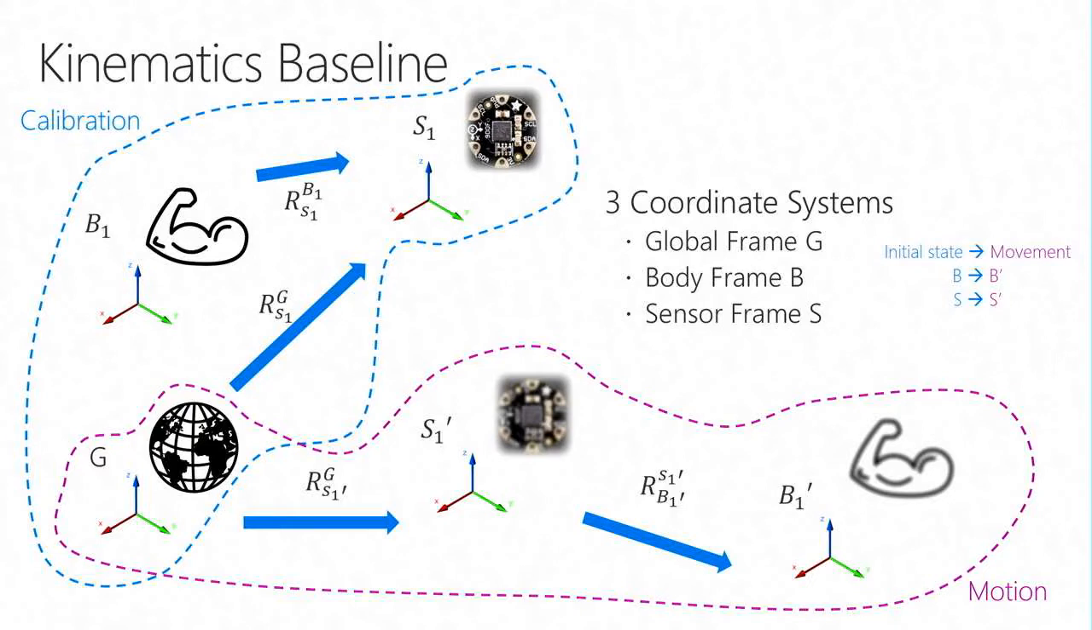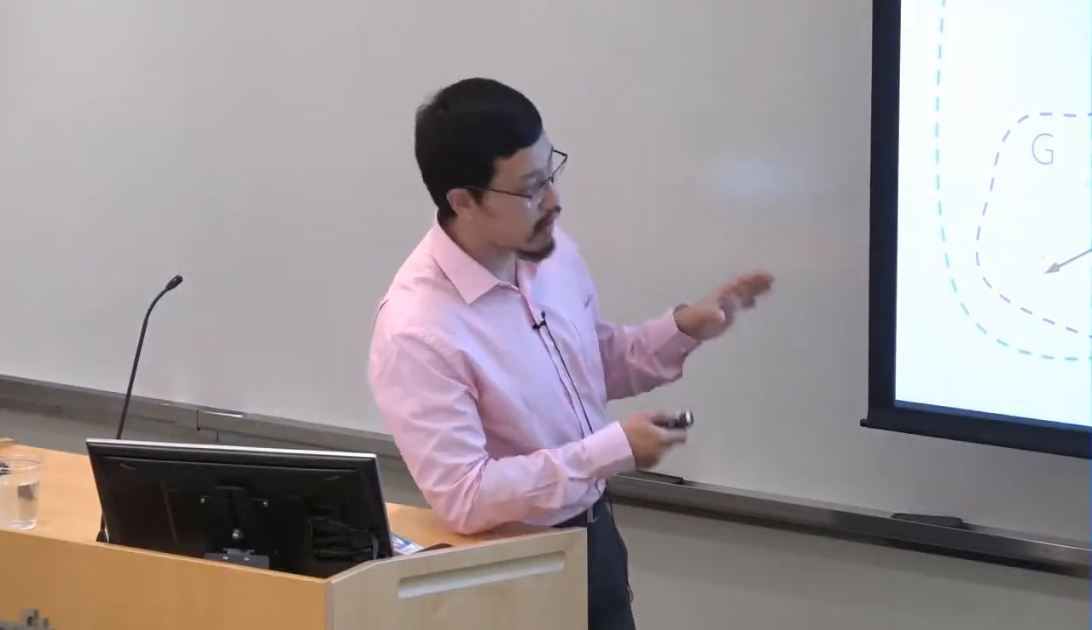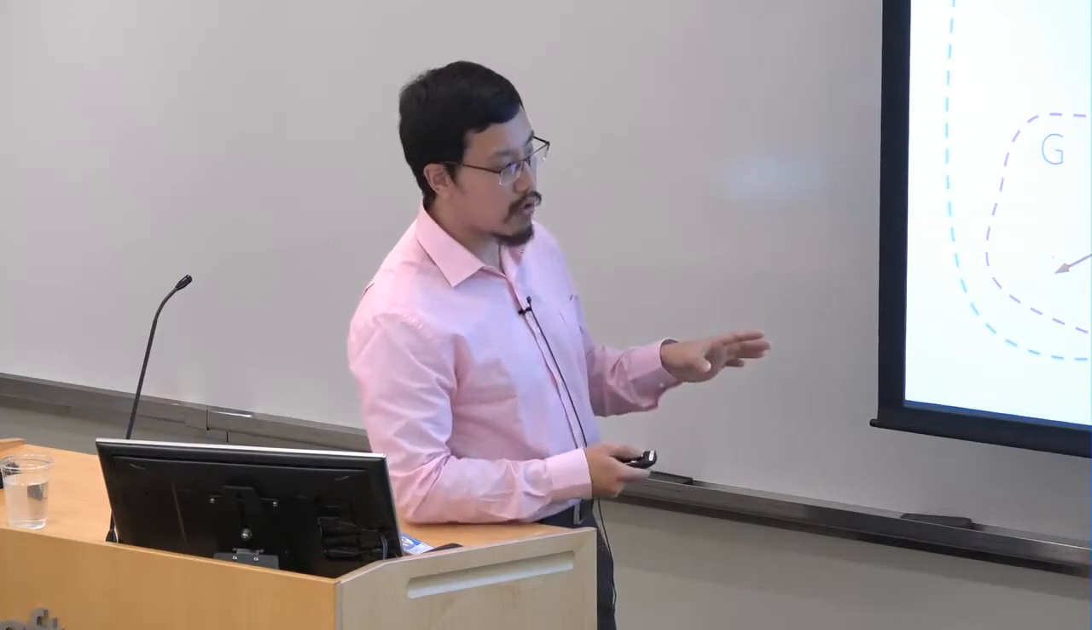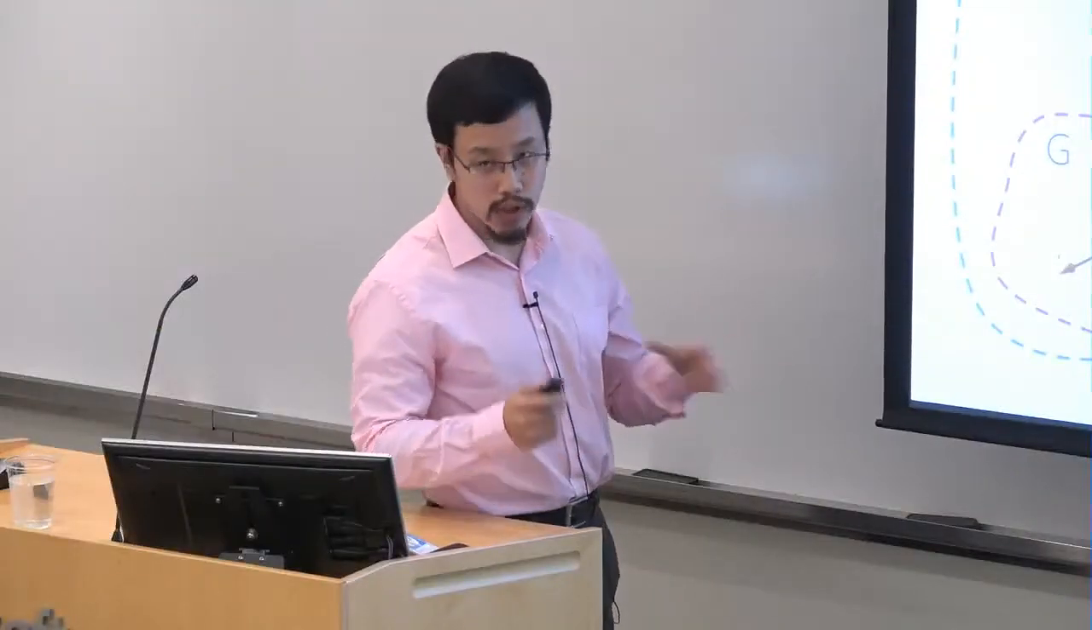So in the motion, we denote the frame after motion with a prime. So the body frame after movement is B prime, and the sensor frame after movement is S prime. So we have two more frames here, S1 prime and B1 prime. Of course, the global frame doesn't move. It's fixed to the Earth. The Earth doesn't move. So it's still G here. So we have another two transformations: from the sensor frame 1 prime after movement to G, and the body frame 1 prime to sensor frame 1 prime. So these are all the coordinate systems and the rotation transformations we defined.